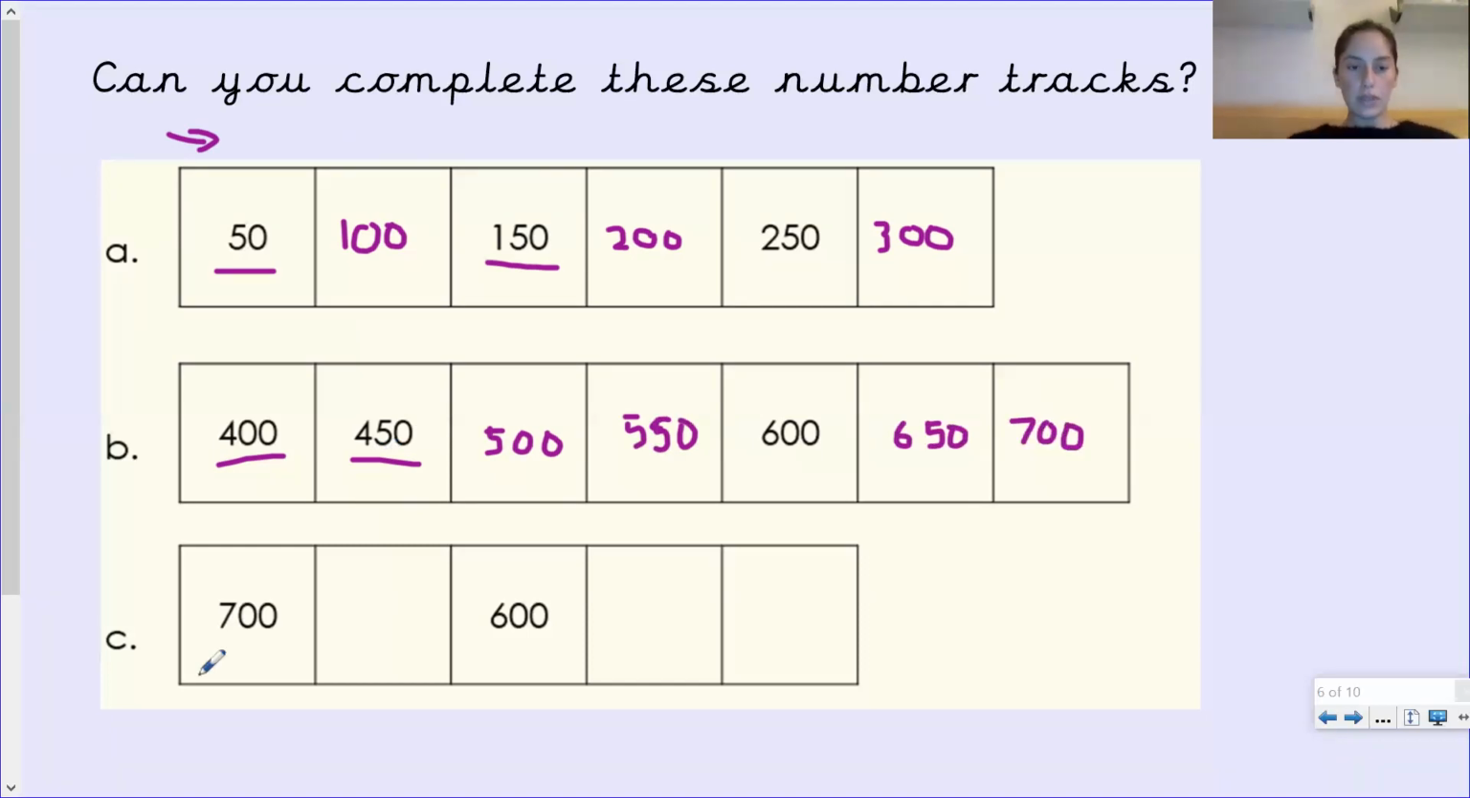Okay, my first number given is 700. I've got a gap here, but the next number that I'm given is 600. What's happening to my numbers? Are they getting bigger or are they getting smaller? Well, I can see that 600 is smaller than 700. So I need to count back in 50s.